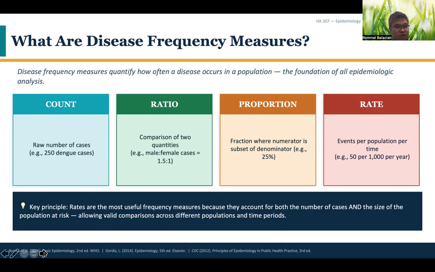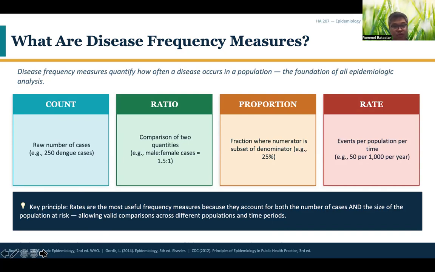The second one is ratio, which is simply a comparison of two quantities that may or may not be related. The usual would be the male-female ratio. For example, there are 1.5 males for every one female diagnosed. Ratios help us compare subgroups, but again, they don't account for population size because you're just comparing, for example, cases.